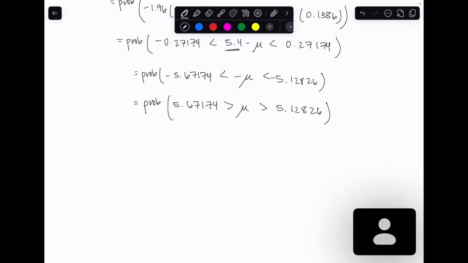And once you get here, make sure you look and ask yourself, does this make sense? Because if you mess up the negative, you could have a value that's actually less than the other value, saying in your confidence interval that it's greater. And it's not always the case that if you just flip it, it's right. So just make sure, does this make sense? Is 5.67 greater than 5.128? Yes. Perfect.